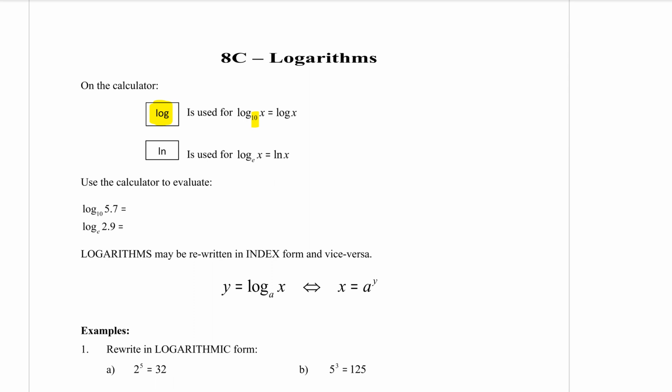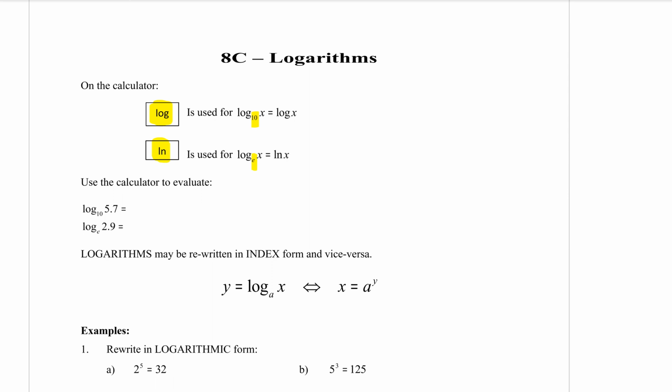The second one that you have is this one that says ln. The n stands for natural log, and that is a log with a base e. Now the letter e is Euler's number. It is a constant that is used a lot. It is like pi, it's an irrational number, and so it's 2.7 and a whole bunch more decimal places.